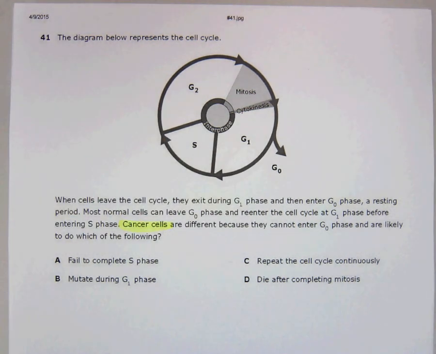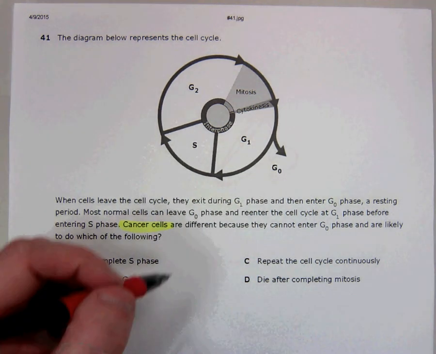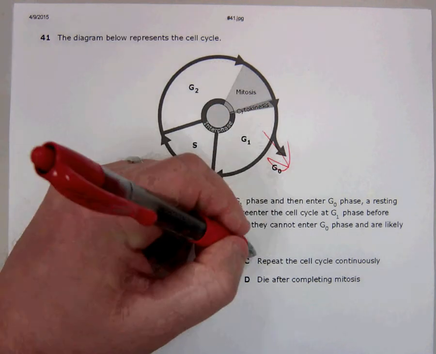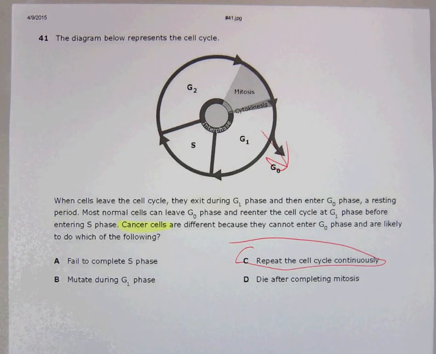So, as we said, if they cannot go to the G0, which is the resting, stop-dividing phase, they stay in the cell cycle. Which of those is most likely to happen? They fail to complete S phase, they mutate during G1 phase, they repeat the cell cycle continuously, or they die after completing mitosis. I would say repeat the cell cycle continuously. That makes the most sense because they can't get off. If they can't get off the train, they're going to ride it forever. And that means they just continually divide and divide and divide. Awesome.